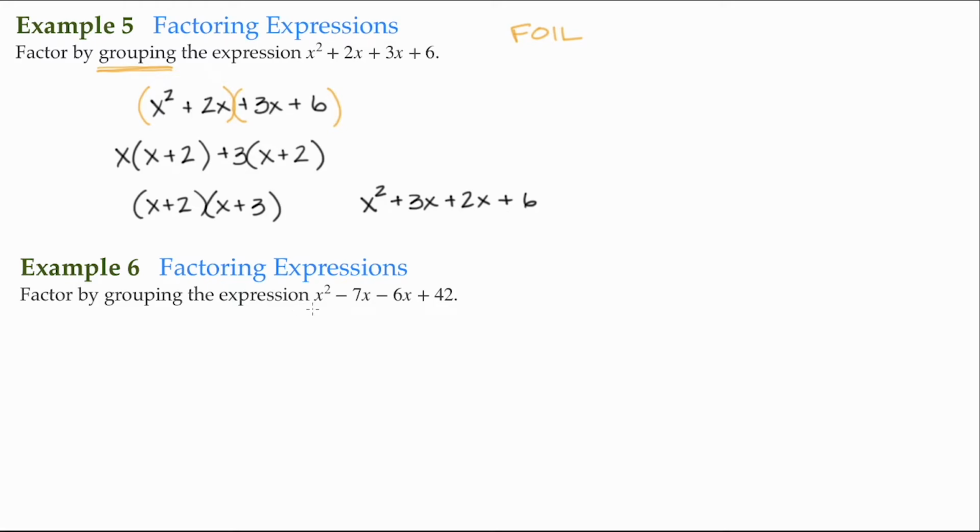We're going to do the same process for this expression down here. So I'm just going to copy it down. X squared minus 7x minus 6x plus 42. Again, we'll group together the first two terms and then group together the second two terms, always capturing the sign attached to that first term of the second group. Now we'll factor the individual groups. X squared minus 7x, we can factor out an x. That leaves us with x minus 7.